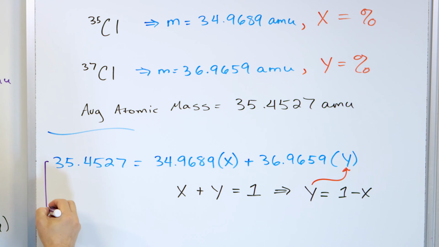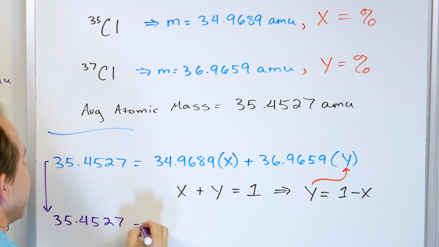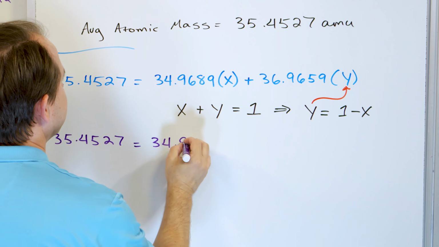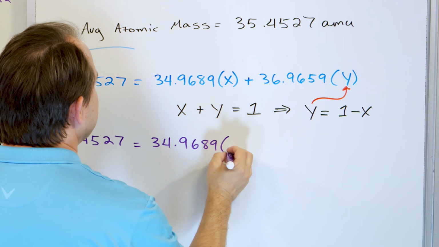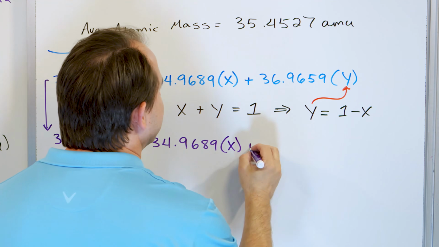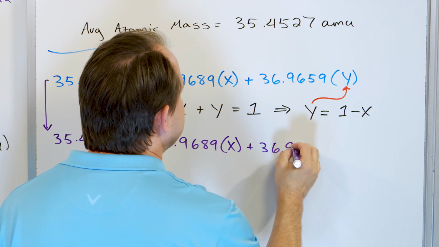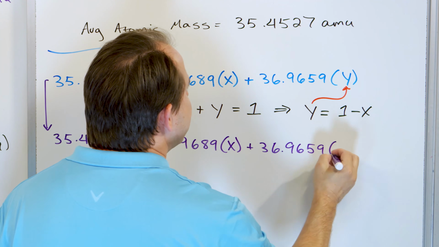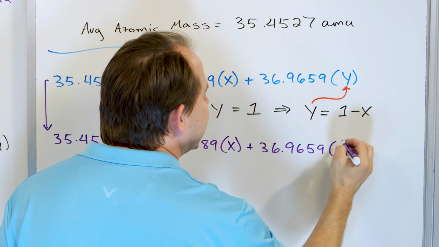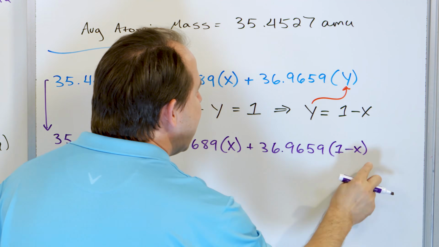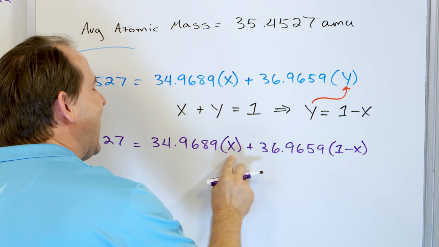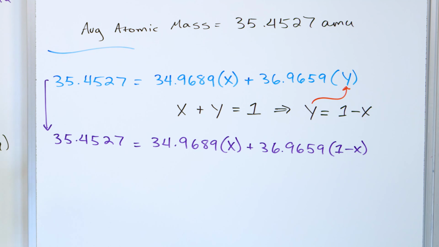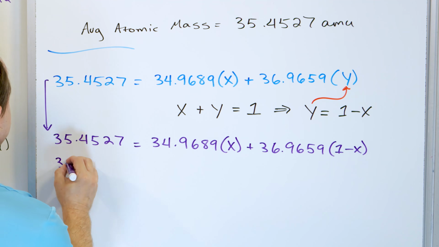So with all that talking out of the way, what we get over here is 35.4527. And then we have over here 34.9689 multiplied by x. And then over here we have plus 36.9659. But the value of y is really equal to this, 1 minus x. And now we only have one variable, the x variable, and we can solve this equation. Now we have some big numbers, but that's not going to be a big deal. So let's write this again.